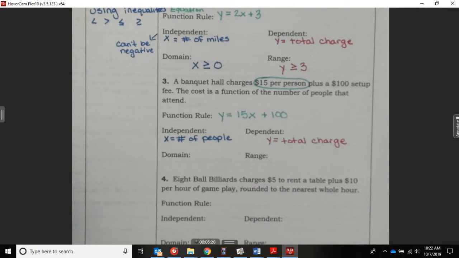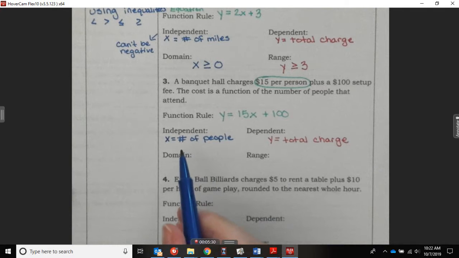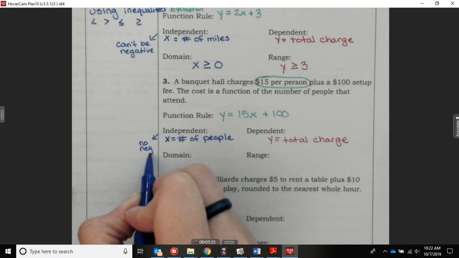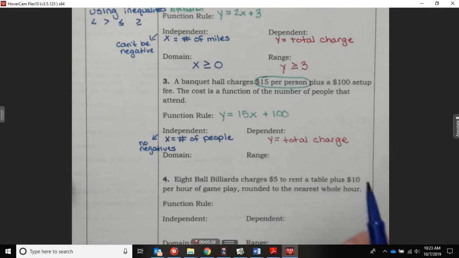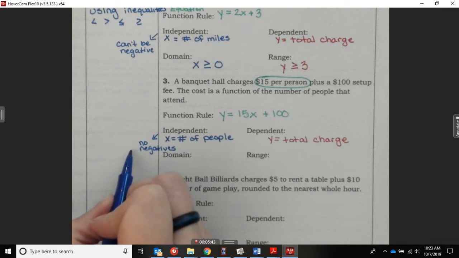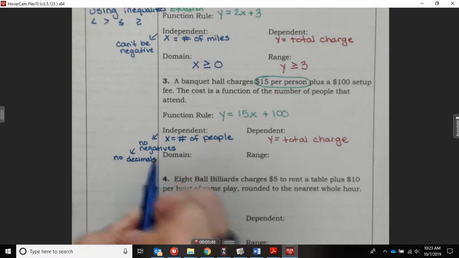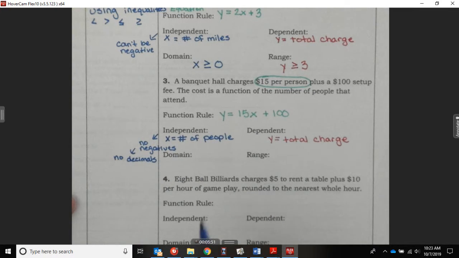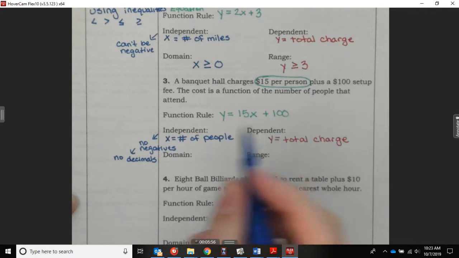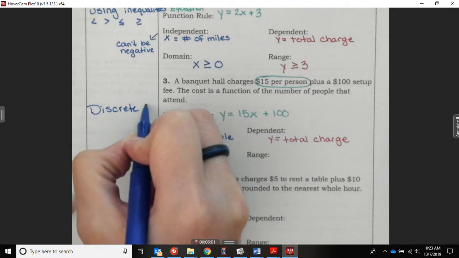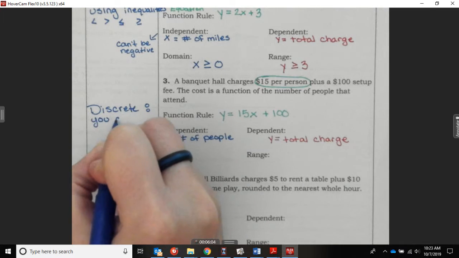And so again, you ask yourself, can you have negative people? Well, no, negatives don't make sense. Can you have a decimal of people? Can you have half a person? And no decimals. Even my 4-year-old is a whole person. He's just tiny. So my domain then, and my range, this situation is discrete. Why? Because you can't have decimals.